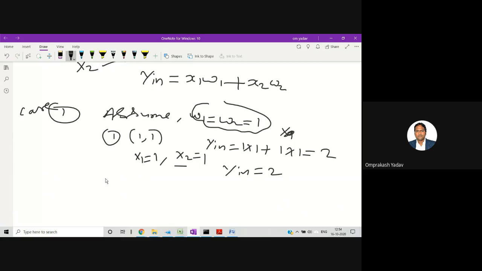Now let's calculate for the second one. The second is 0 1. So for 0 1, what will be the y in? If this is 0 multiplied by something, this will become 0.